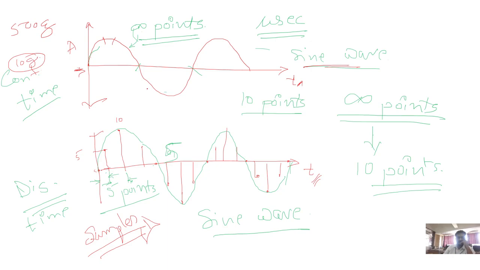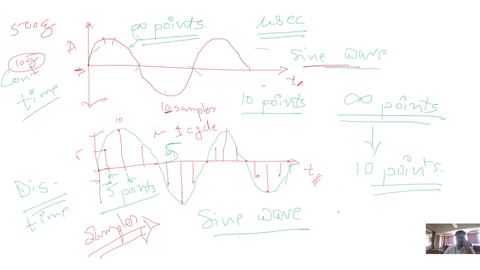Whereas here you can see the red points I had taken; these we call samples. So I had taken a few samples. Understand this: in one entire cycle, if I take 10 samples, I am representing one cycle as 10 samples, and this is called a discrete time signal.